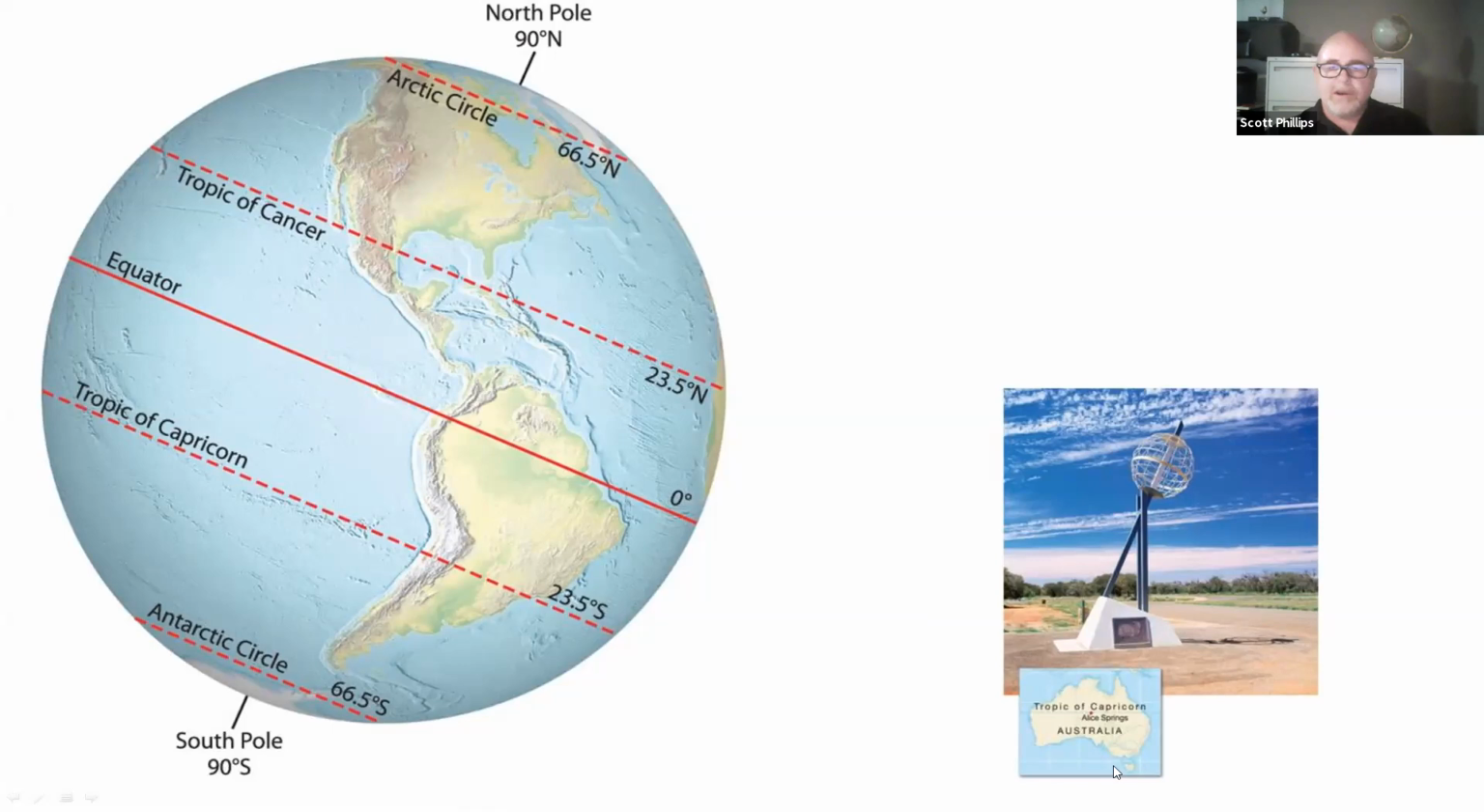So here's a marker showing the Tropic of Capricorn here, going through Australia. And so a couple things I'll highlight. Notice the latitude of the Tropic of Cancer. It's at 23.5 degrees north. That's the same as the tilt of the Earth.